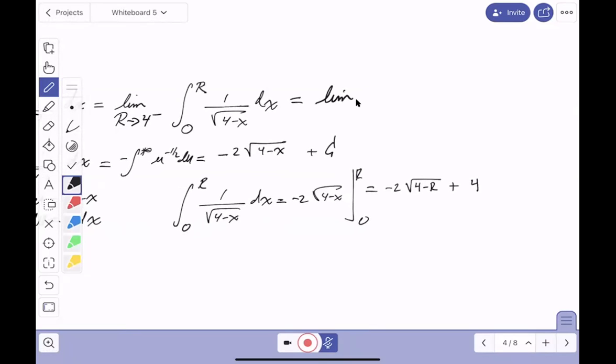Limit as r goes to 4 from the left of this thing, which is 4 minus 2 root 4 minus r. What do you get over there? Well, again, if you're approaching 4 from the left side, that limit exists. It's going to be 4.